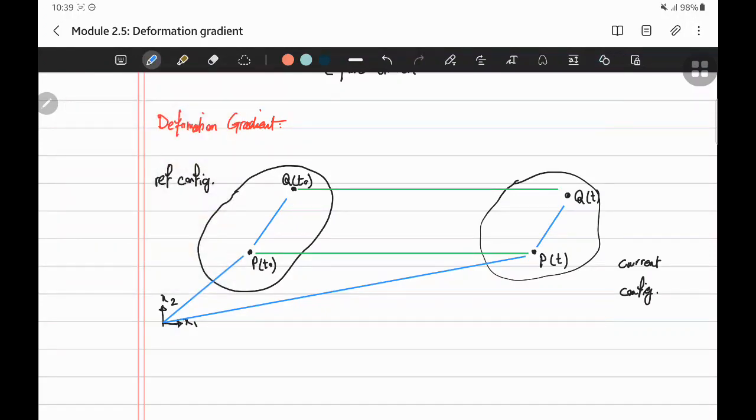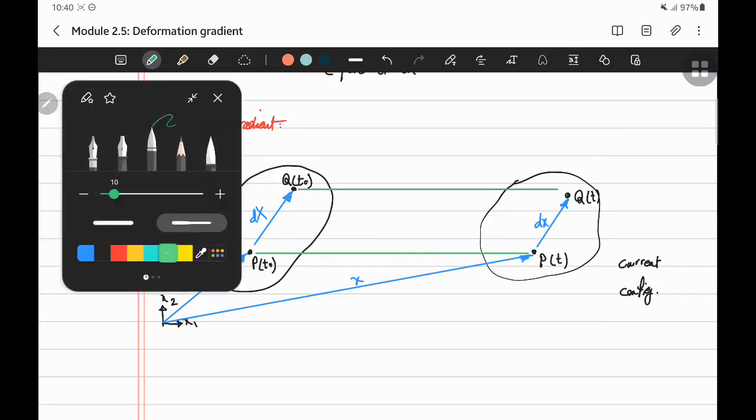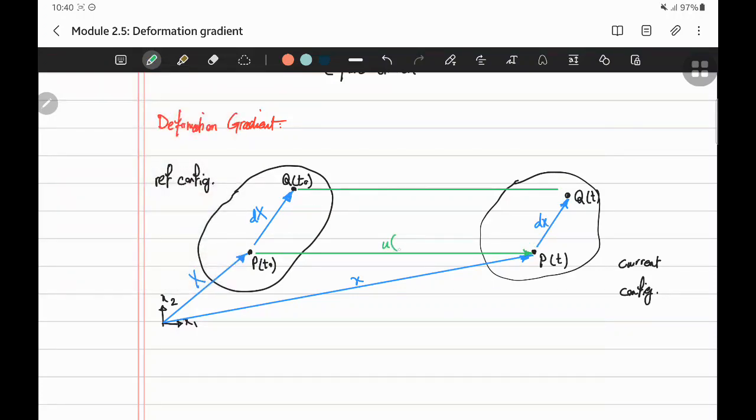Let me write all of them here. So we had this capital X, we had this as small x, we had this as d capital X, and this was d small x. This was u(X, t), and this was u(X plus dX, t).